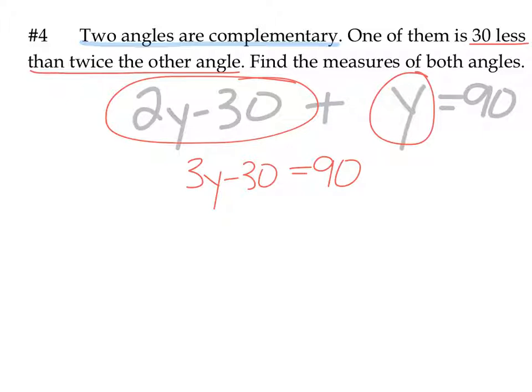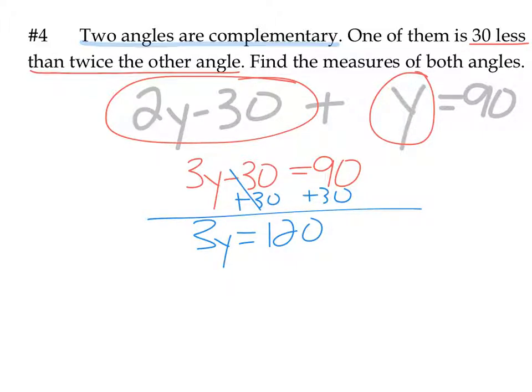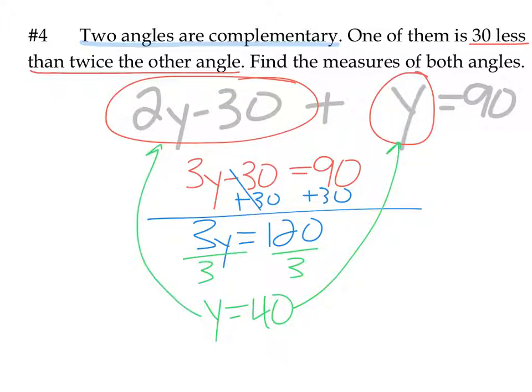Now if I solve this equation, I'll get 3y equals 120, when I add 30 to both sides. We can write that out, make sure we know where that's coming from. And now if I divide both sides by 3, I'll get y equals 40. This is an important time to make sure we're answering the question. Did I answer the question? No, I did not answer the question yet. Find the measures of both angles. I need to take the 40 and plug it in to both of these.